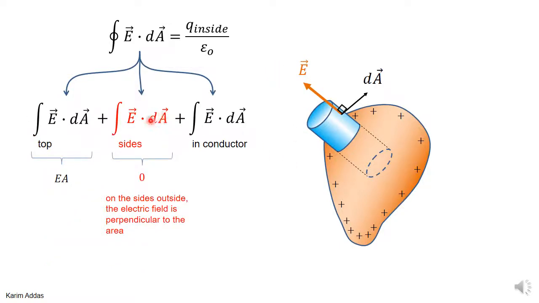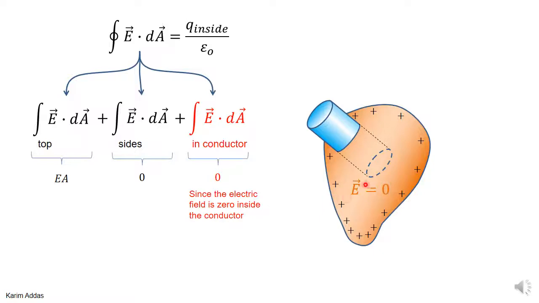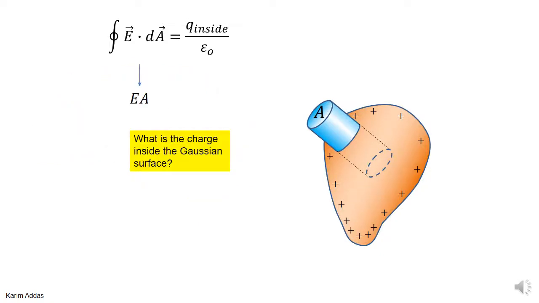For the sides, the angle between the electric field and area is 90 degrees, so the flux is 0. Inside the conductor, the electric field is 0 anyway, so the integral of E dot dA is 0 also. The only term that survives is E times A. So the left-hand side of Gauss's law turns out to be E times A.